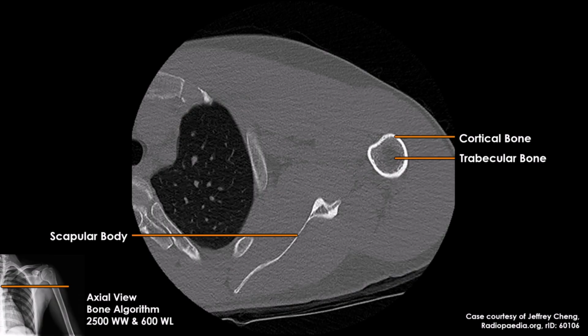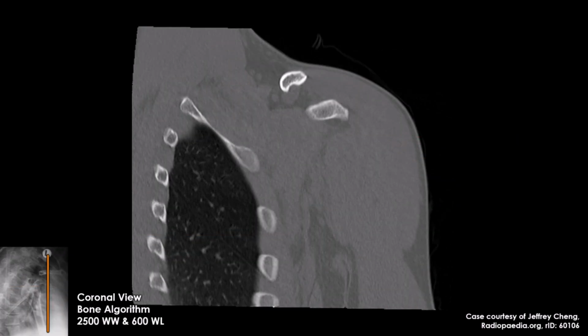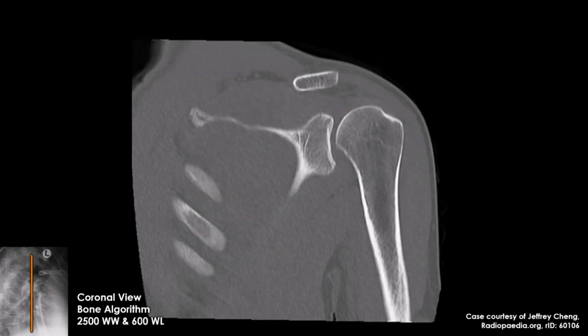Now we'll look at the shoulder in the coronal plane. This is a coronal reformation of the shoulder on the same patient. The slice position is at the anterior surface of the shoulder, where we can just begin to see some of the bony anatomy. We can see the clavicle, which we know joins to the shoulder by way of the acromioclavicular joint. We can also see the coracoid process, that anterior projection of the scapula that serves as a point of muscle attachment. We'll move posteriorly in the coronal plane.